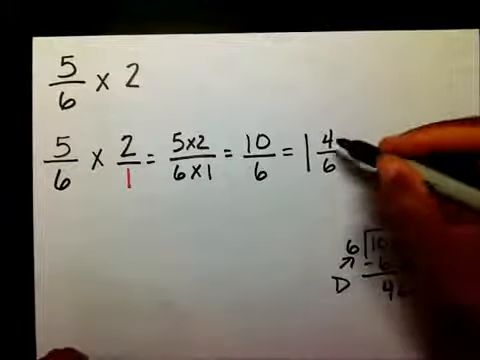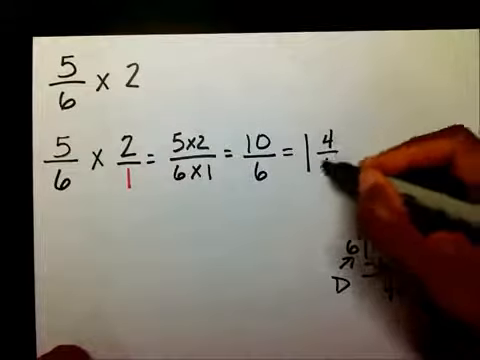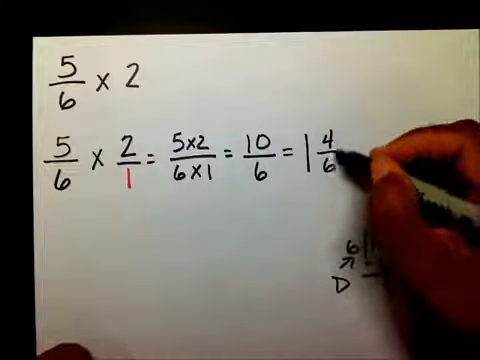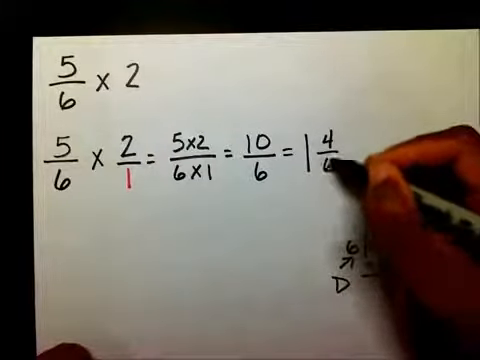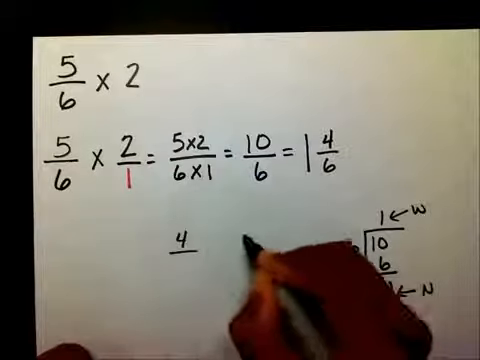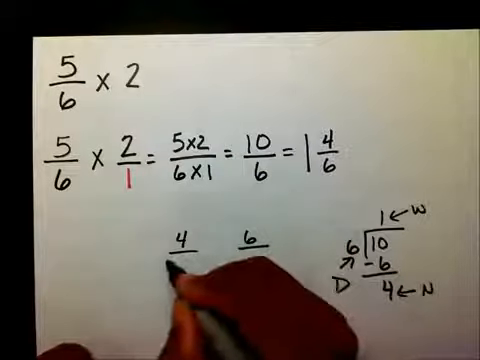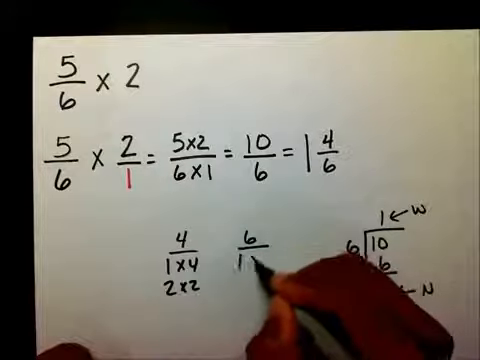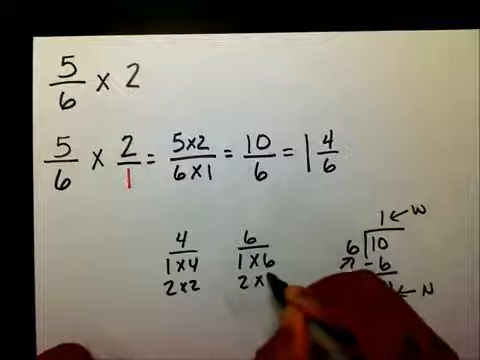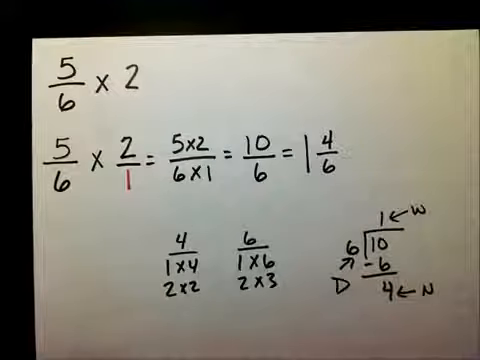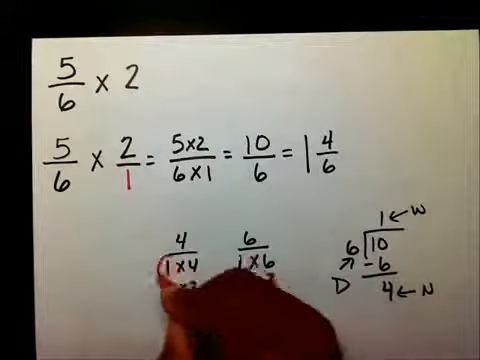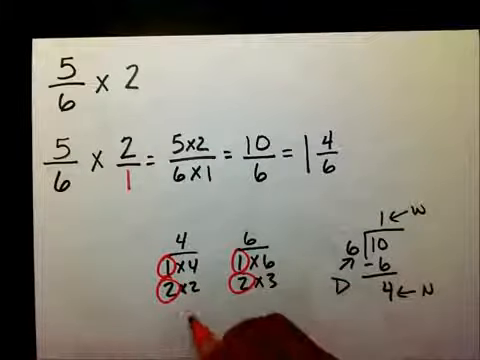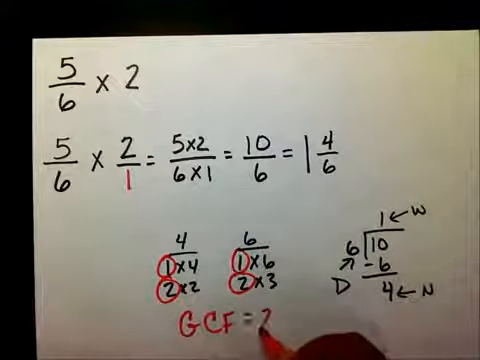Since I have two even numbers here, I need to find my greatest common factor so I can reduce this. So I'm going to list my factors for 4 and 6. My factors for 4 are 1 times 4 and 2 times 2. My factors for 6 are 1 times 6 and 2 times 3. My common factors are 1 and 2, but my greatest common factor is going to be 2.